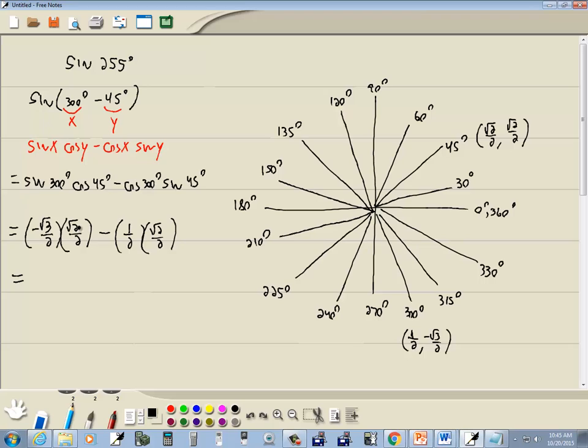Now we want to get a single fraction on these, but since they both have a square root of 2, we could factor the square root of 2 out. Actually, let me back off on that. Okay, we got negative square root of 3, square root of 2. 2 times 2 is 4. Minus, then 1 times square root of 2 is square root of 2 over 4. Merges into a single fraction.